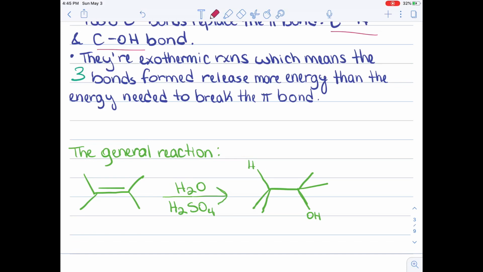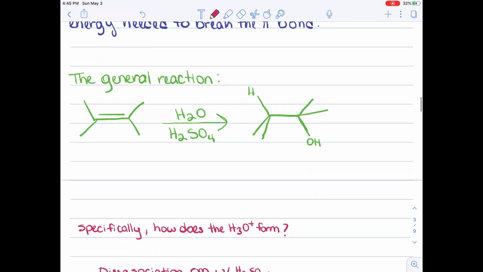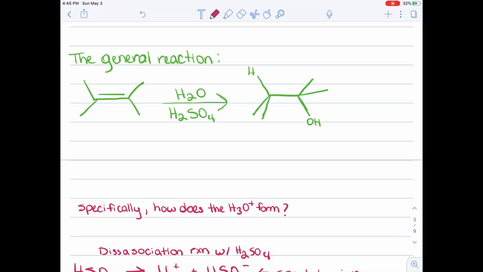Thermodynamically, these are exothermic reactions, which means that the bonds that are formed release more energy than the energy needed to break the pi bond. Let's talk about the general reaction. So here we have a symmetrical alkene. It's reacting with water and sulfuric acid to add on an alcohol group and a hydrogen atom.